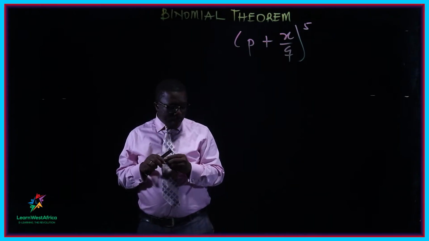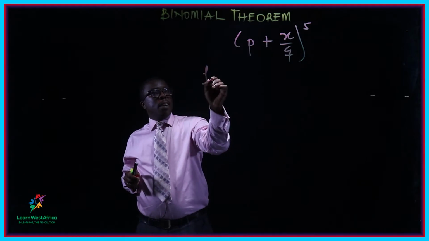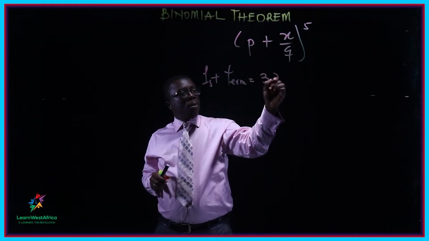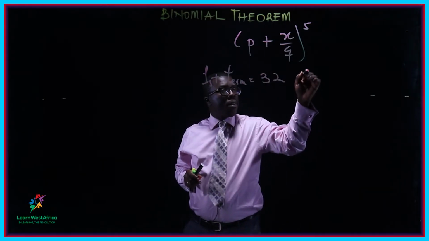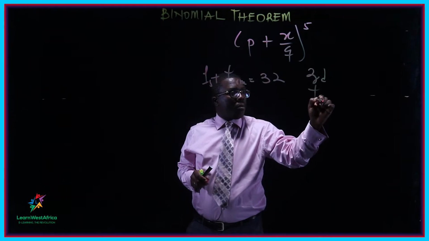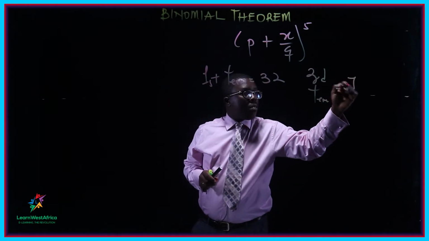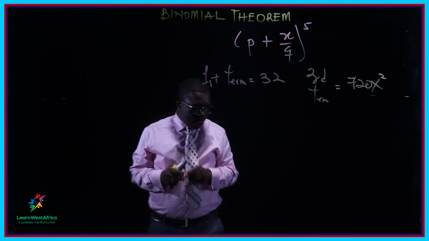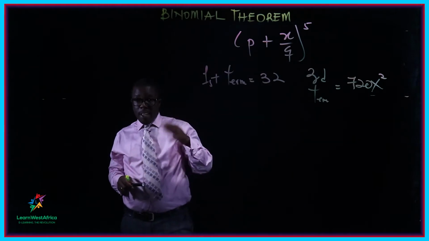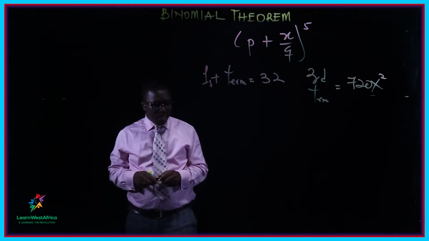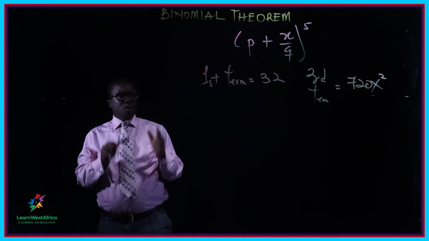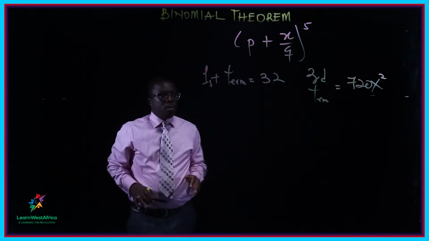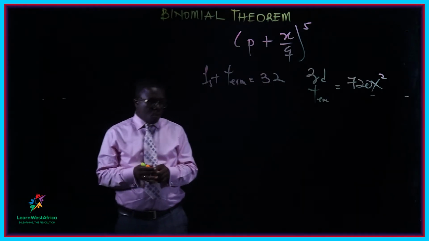The problem mentions that the first term is giving us 32, and the third term is giving us 720x squared. Okay, and the question is asking us to find the values of p and q, where p and q are positive integers. And further, we should find the second term. So we want to find the value of p and q where they are positive integers and also the second term. All right, so let's try and go through this problem.